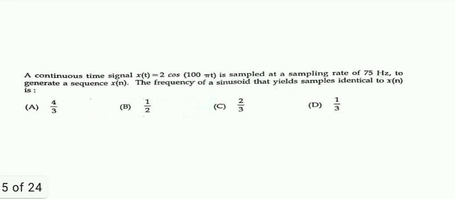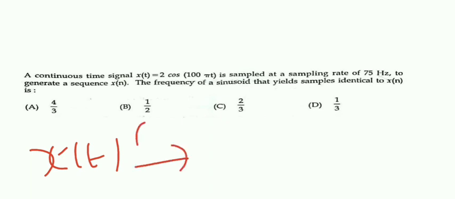A continuous time signal x of t equal to 2 cos 100 pi t is sampled at a sampling rate of 75 Hz to generate a discrete time sequence x of n. The frequency of a sinusoid that yields samples identical to x of n is... See what they have given. They are given one continuous time signal and they are sampling that signal at 75 Hz and they get some discrete time signal x of n. So x of t they gave, and after sampling they get x of n, right?